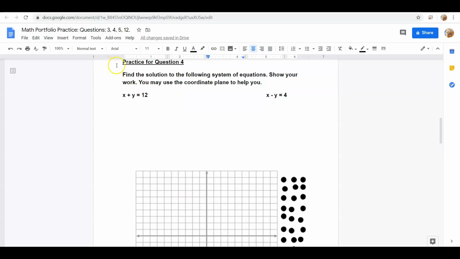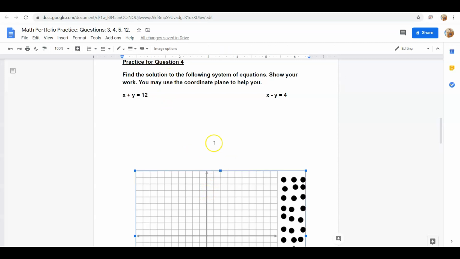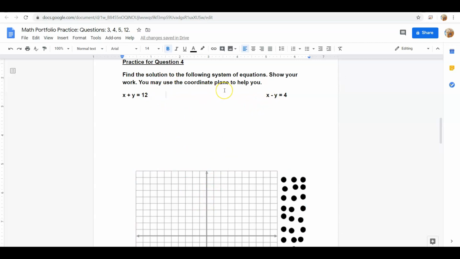Now, you see a system of equations, and it says show your work to find the solution. You may use the coordinate plane to help you. I'll get into this graph later. First, I want to show you what we can do to solve this algebraically. You see two different equations, x plus y equals 12 and x minus y equals 4. And we don't really know how we could answer these.